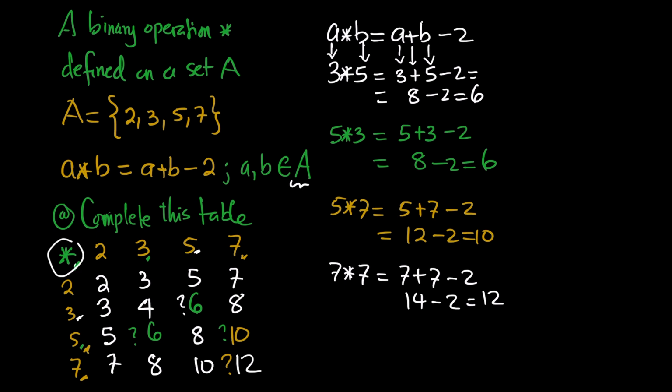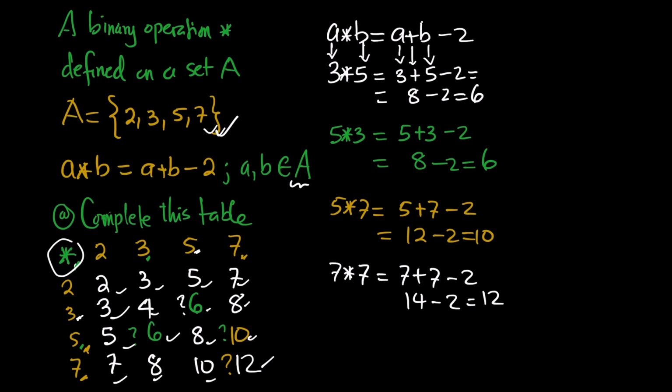What it means is that it is closed if all the elements, all the numbers in this table, are found in this set A. But if some of the numbers are outside the set A, then it is not closed.